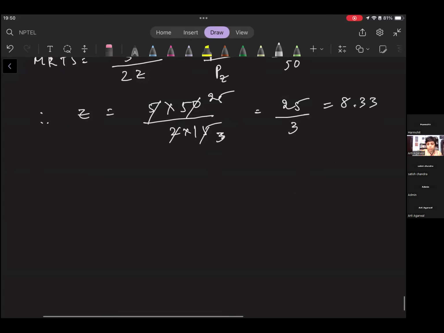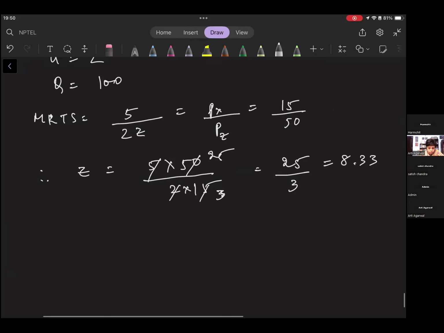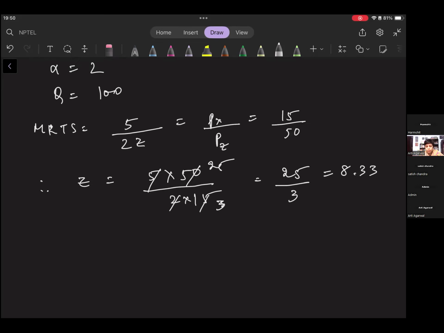Something like that. So generally from MRTS and price condition, you get some relation between X and Z, but this is a special case in which you are straight away getting the value of Z because the function is like that.